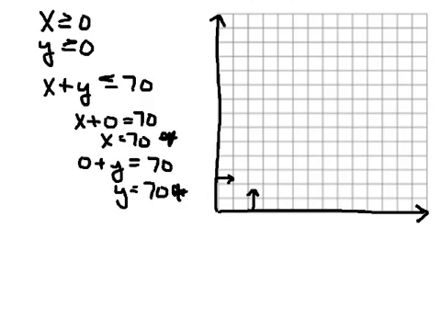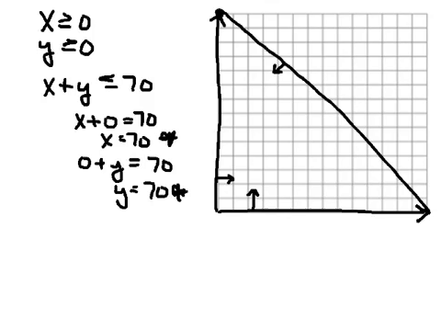So we're graphing this and this. Let's see if we can go by 5s. 5, 10, 15, 20, 25, 30, 35, 40, 45, 50, 55, 60, 65, 70. So this is a solid line, and it is less than 70. So we're shading that way.